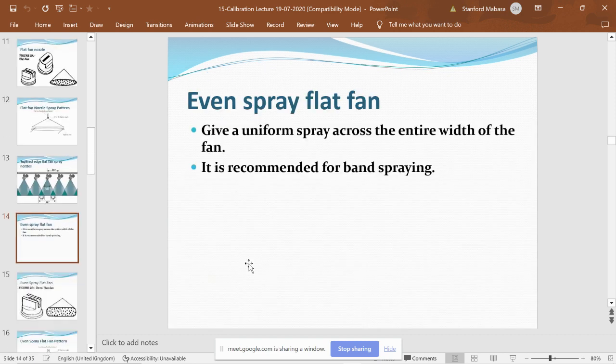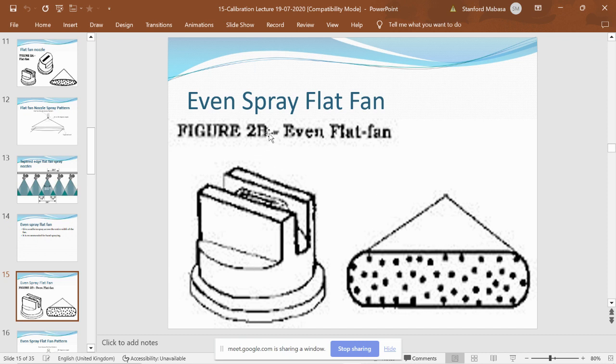Even spray flat fan nozzles give a uniform spray across the entire width of the fan. It is recommended for band spraying. Sometimes you just want to spray along the crop row, and this could be the ideal nozzle for that. So this is the even spray flat fan for band application. You can see it doesn't have a tapered end.